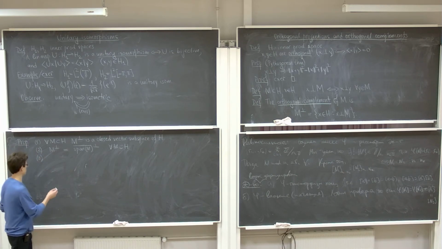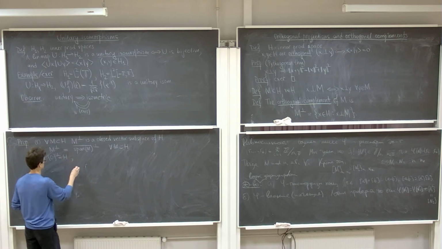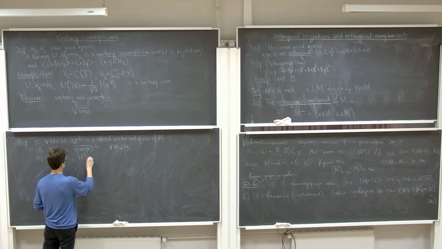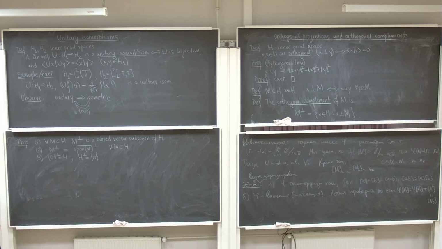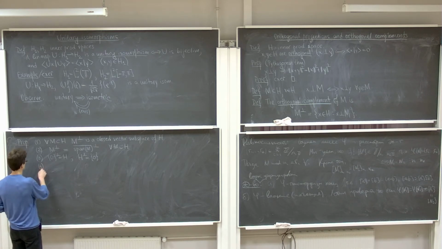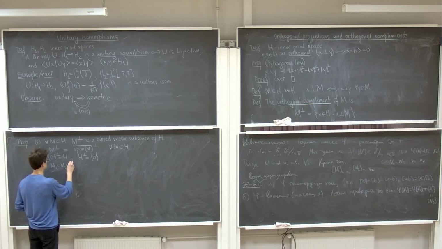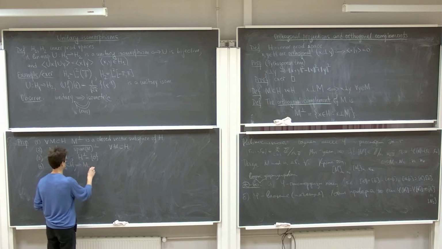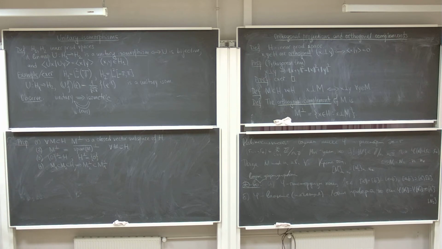Property 3 is more or less obvious. The orthogonal complement of 0 is H. This is obvious. And the orthogonal complement of H is 0, because if an element is orthogonal to itself, then it is 0 by the axioms of the inner product. Property 4: if M1 is contained in M2, then the orthogonal complement to M2 is contained in the orthogonal complement to M1. This is also obvious from the definition.